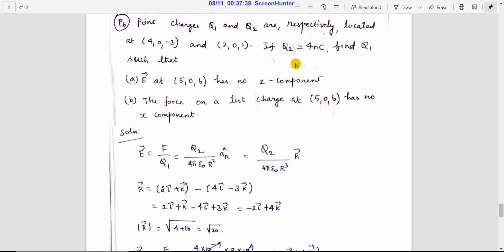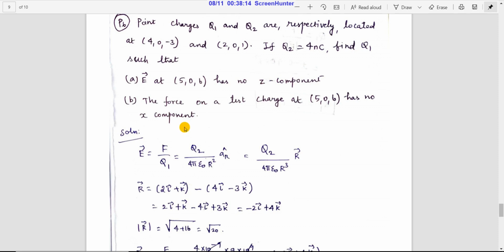So what is given is Q2 value has been given. You have to take these two considerations and you have to find out what is the value of the other charge. So the first consideration is E vector at (5, 0, 6) has no Z-axis component, and the second consideration is consider a test charge. If you find out the force on that particular test charge at (5, 0, 6), then it won't have any X-axis component. That has been given in the problem.